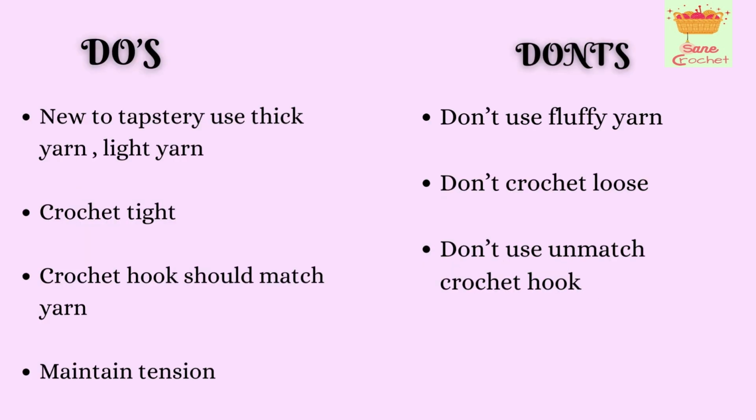Now we'll see the don'ts and do's of tapestry crochet. If you're new to this crochet, use thick yarn and a large size hook. Don't use fluffy yarn because you won't be able to see the design of your pattern. Don't use a loose hook. Use the correct size hook for the yarn. Maintain your tension. Don't crochet very loosely because you can't see your design or change the color properly. Beware of the size of your hook. You have to match the yarn size and maintain your tension throughout your pattern. If you don't get the right tension, try changing to a smaller or a larger hook.